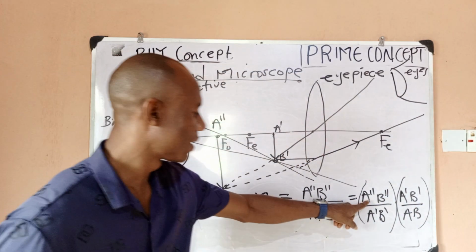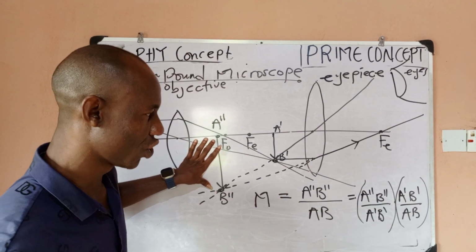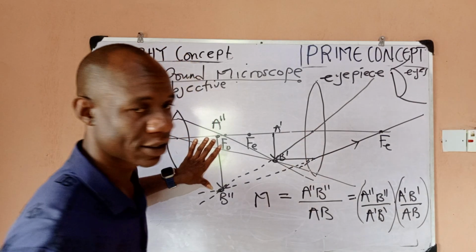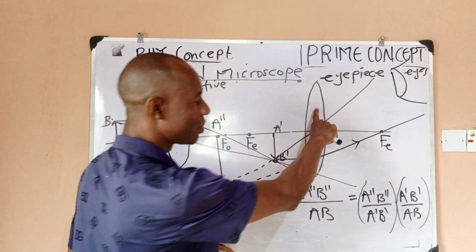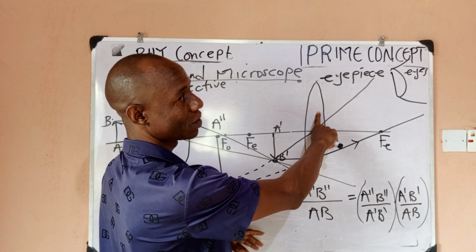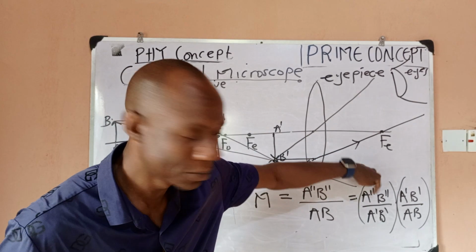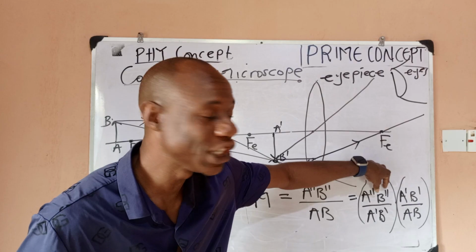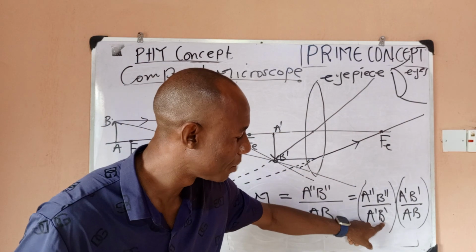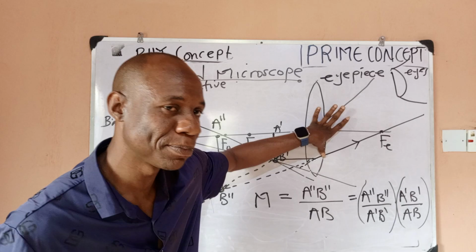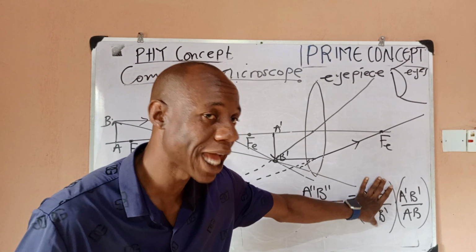Now, what is a prime prime b prime prime? It is the image of this particular lens, right? And then what is a prime b prime? It is the object of this particular lens, which is the eyepiece. So take note, a prime prime b prime prime is the image of the eyepiece lens. A prime b prime is the object of the eyepiece lens. So we can simply say that this is the magnification of the eyepiece lens.